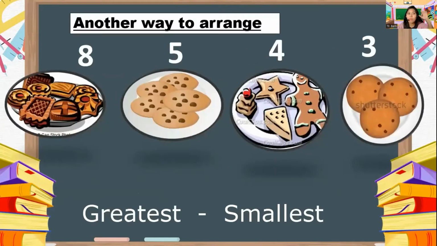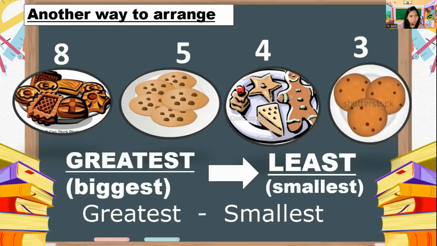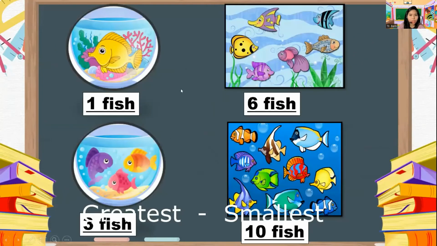It means from the biggest number to the smallest number. So we have here the biggest number, which is 8. And then after 8 is 5 and 4. And then the smallest one, which is 3. All right. Now let's have another example.